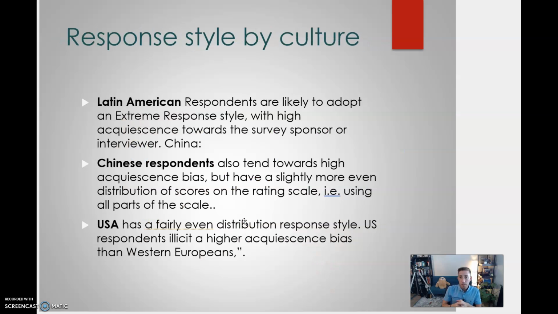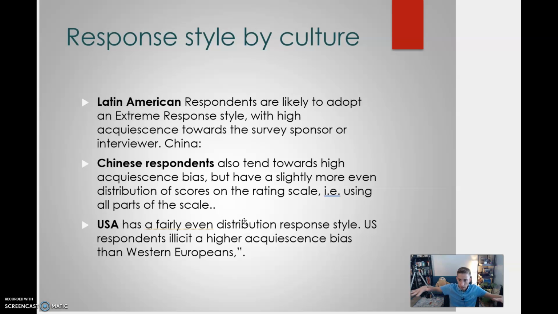How is the response style by culture? Let's break it down a little further. Latin American respondents are likely to adopt extreme response styles, meaning they have high acquiescence. They'll tell you the truth. Chinese respondents tend towards higher acquiescence bias as well, but with a more even distribution.